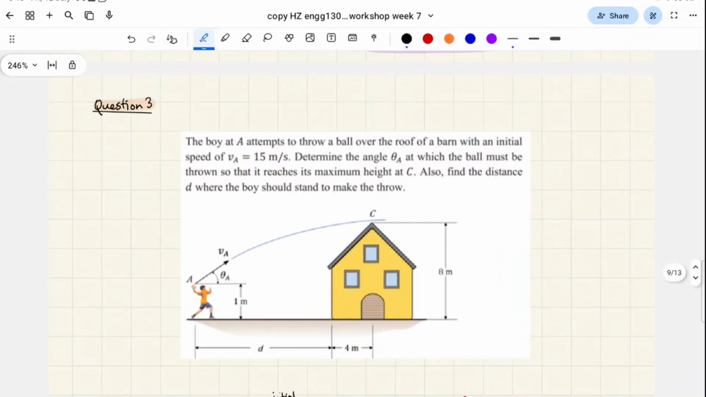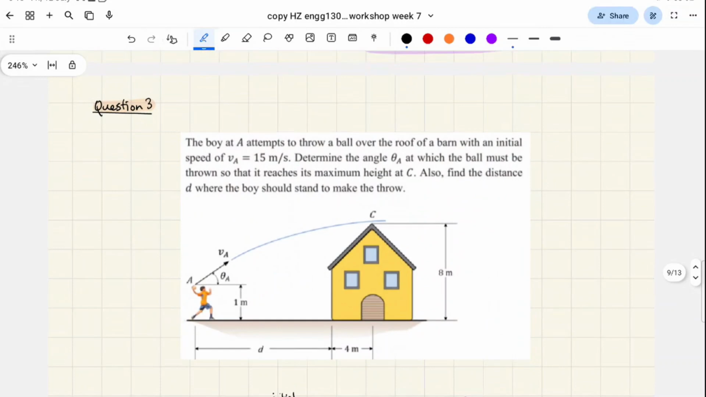So this first one is a projectile motion question, because we've got a projectile being thrown. Of course, as our coordinate system, y is the positive direction up, and x is the positive direction going to the right. The boy is throwing a ball from point A and is trying to hit the top of the roof. The ball has an initial speed of VA, which is the diagonal velocity vector. We can split that up into its horizontal and vertical components, which we'll do first.